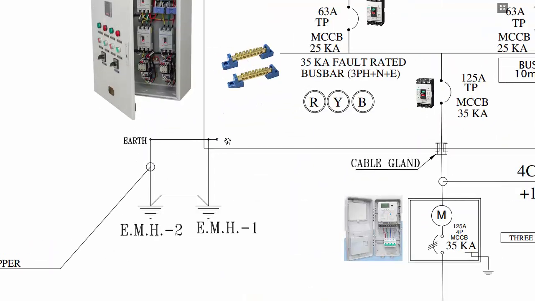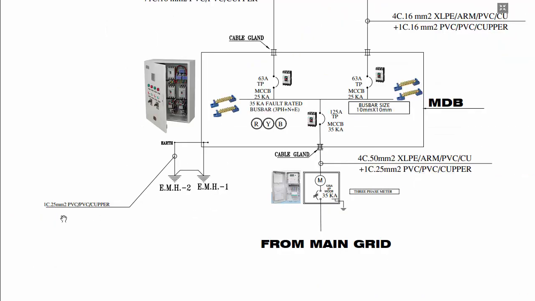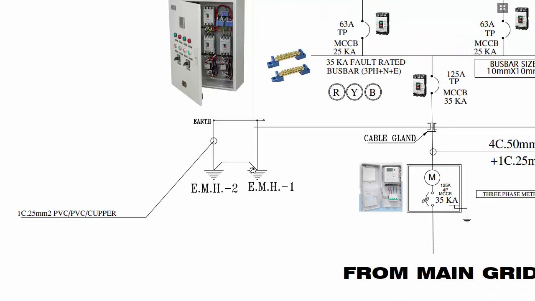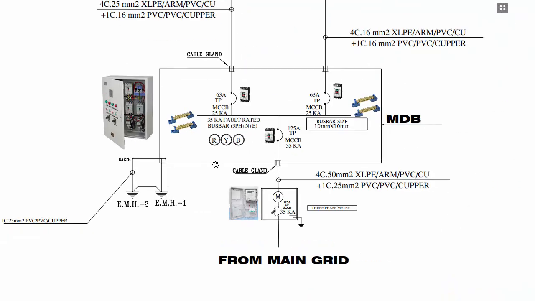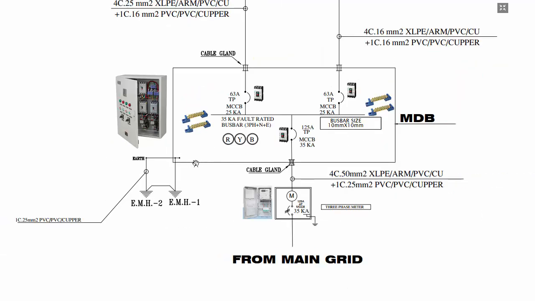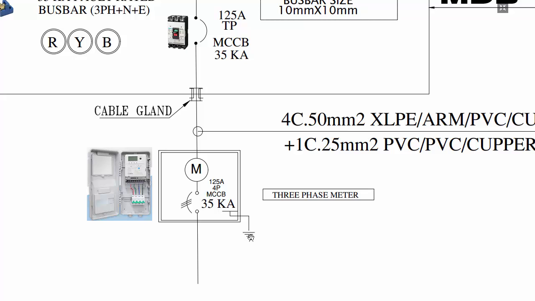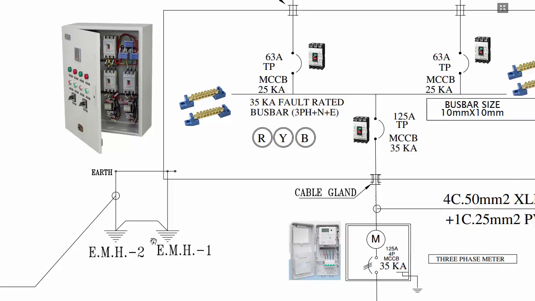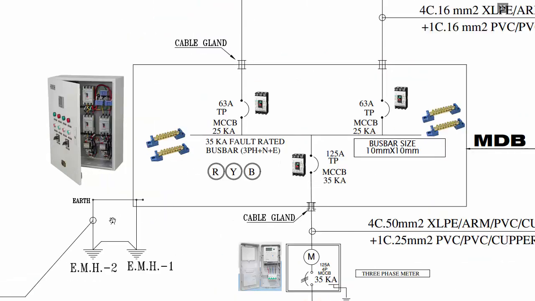This one is the symbol of earthing. Here we have earth manhole 2 and earth manhole 1, the earth manhole pit. You can earth it with one core, 25 square millimeter PVC copper, for the earthing connection of the main distribution board. Here we have the metering cabinet earthing symbol, and this will connect to the grounding lug of the earth manhole. So here we can demonstrate the earthing of the MDB.